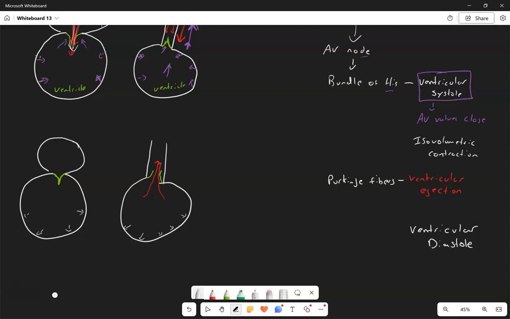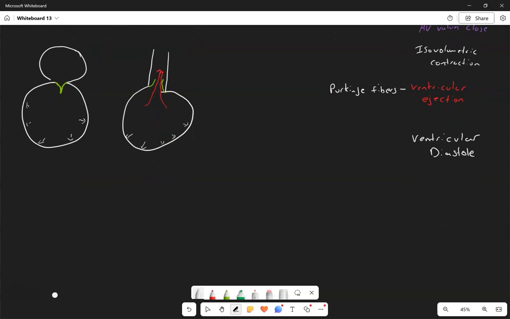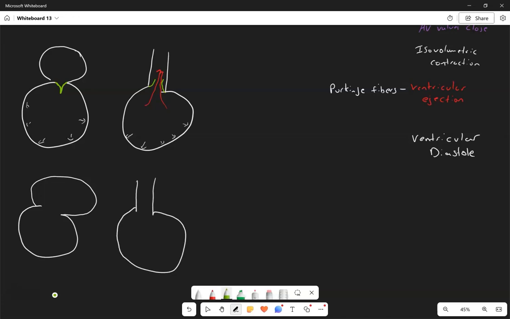Now, when they start to relax, what's going to happen? When we enter this ventricular diastole, this force that is being pushed up in this direction is going to be lost. So those SL valves are going to close. But our AV valves are going to stay closed for a second. Not really a second, more like half a millisecond.